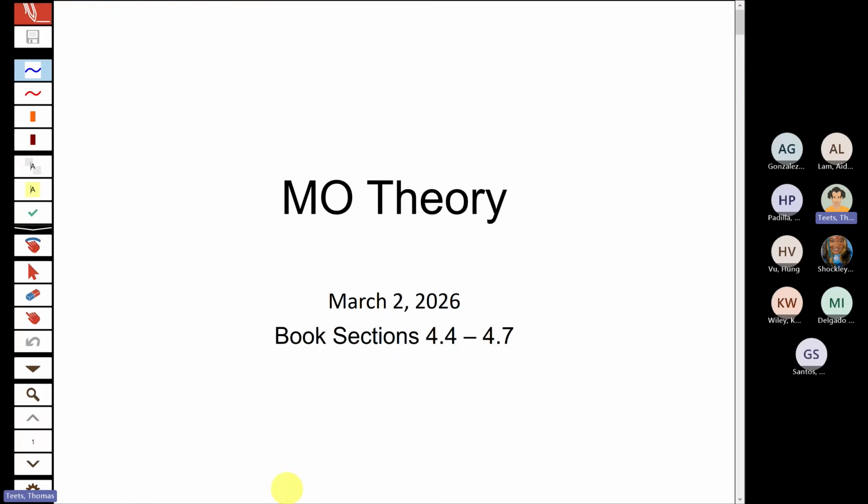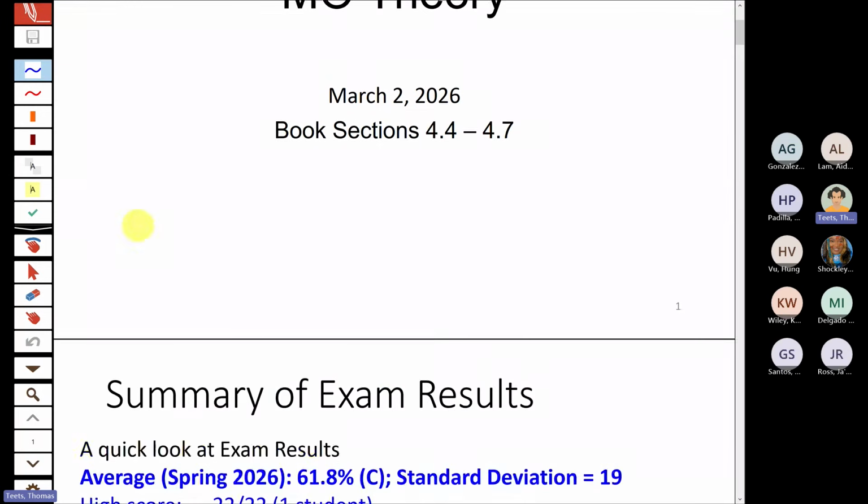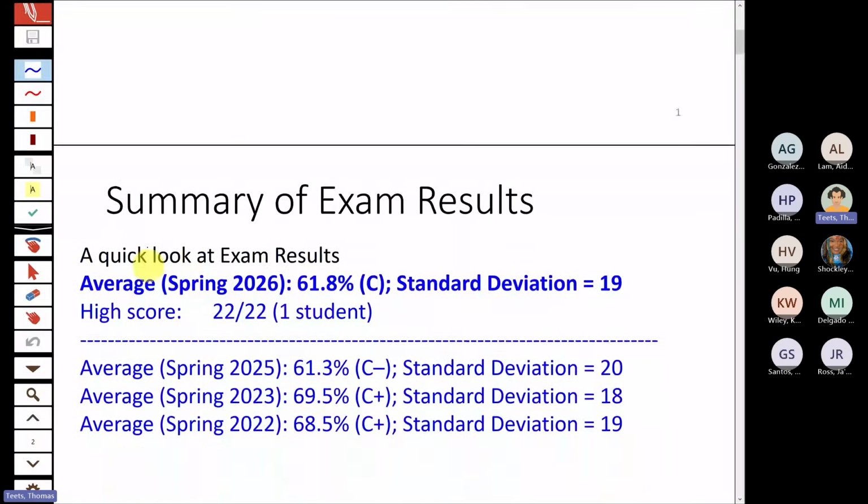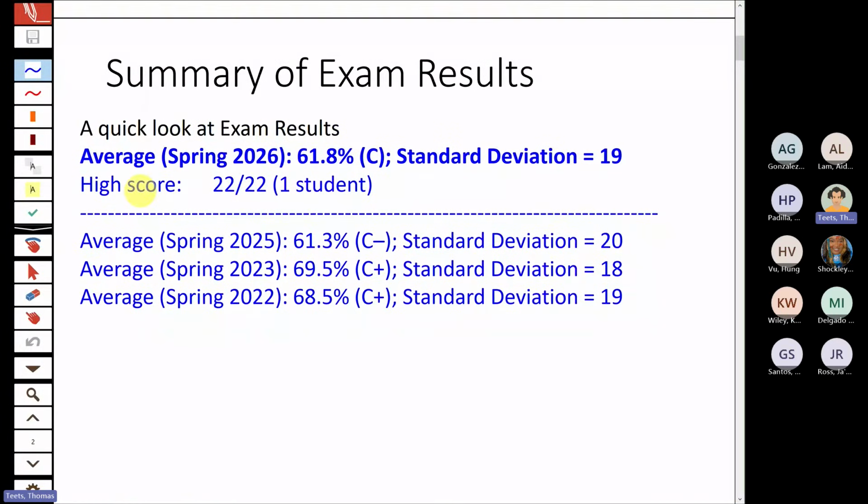All right. Now, speaking of the exam, some of you are probably wondering how it went for others besides yourself. So this is a summary of our results from this semester. Almost identical to last semester. So our average was a tick higher, 61.8%. And then last year, this time, it was 61.3. So not a really significant difference, I would say, but at least a little bit better. And there was one student in the class who got a perfect 22 to 22. So congratulations to that person who will remain unnamed, but can feel proud nonetheless.